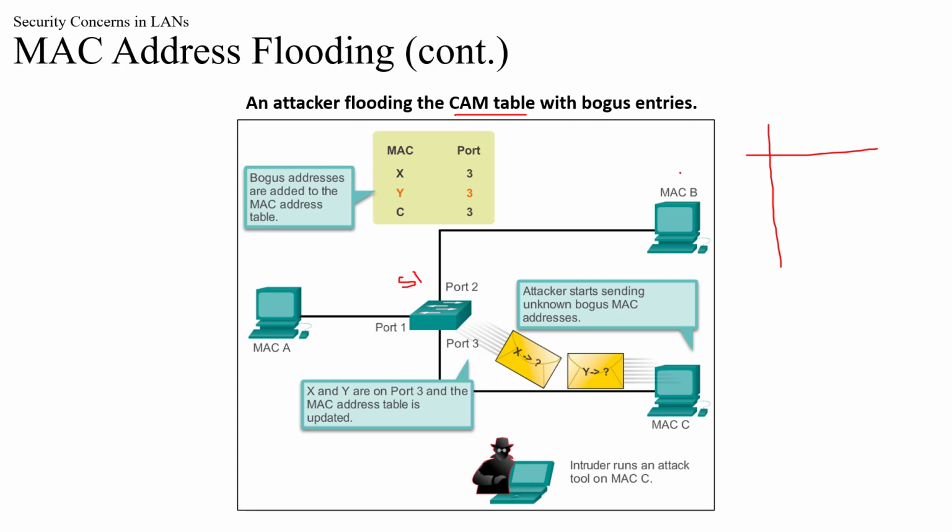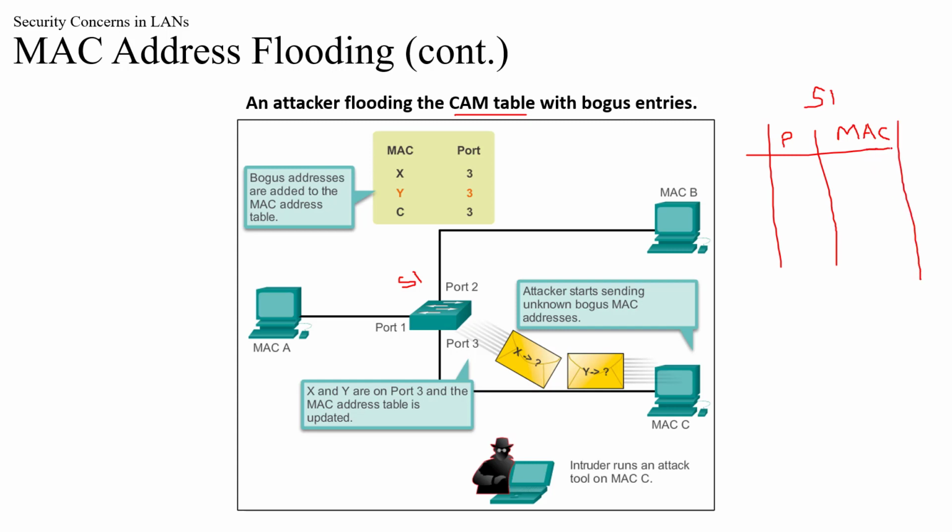For this switch, a MAC address table should be created like this. So what does that mean? Port, and then MAC address. This is the actual MAC address table for S1.